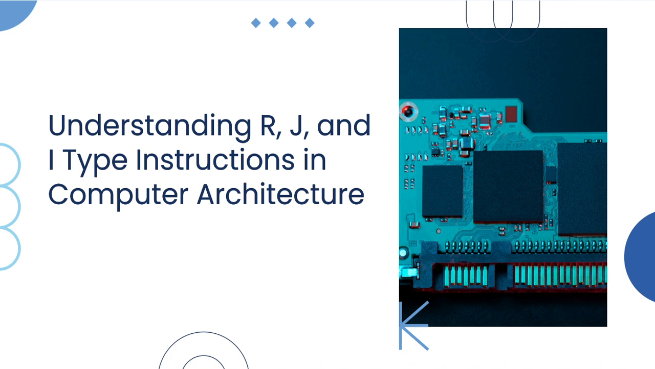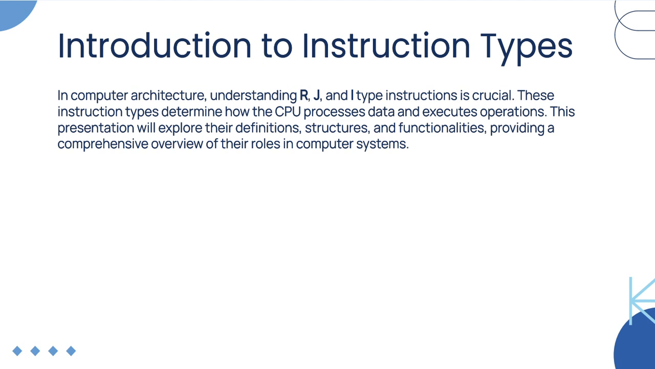In computer architecture, there are three types of instruction: R, J and I type. In these instruction types, we determine how the CPU processes the data and executes various operations. This presentation will explore their definition, structures, and functionalities, providing a comprehensive overview of their roles in computer systems.